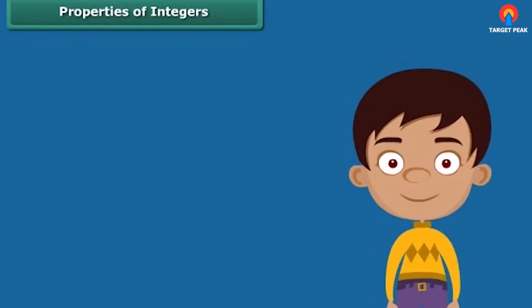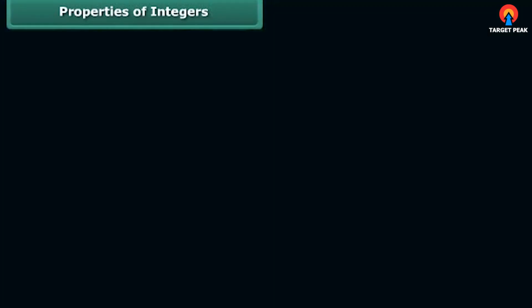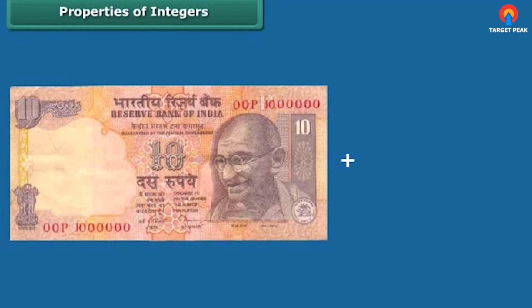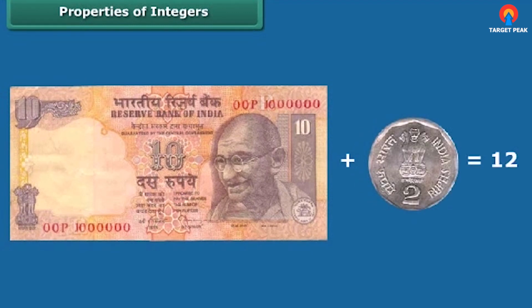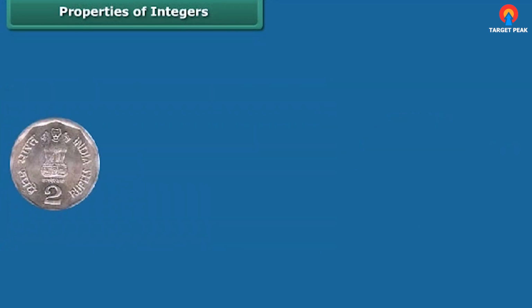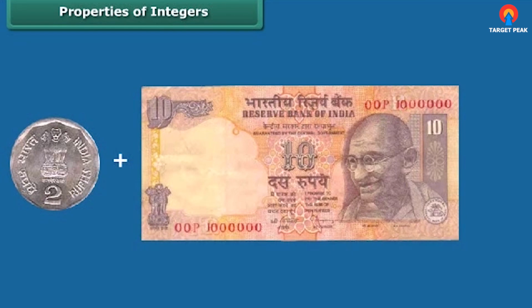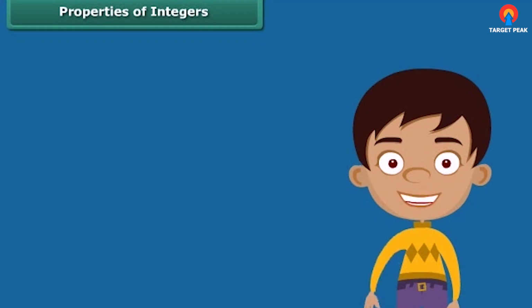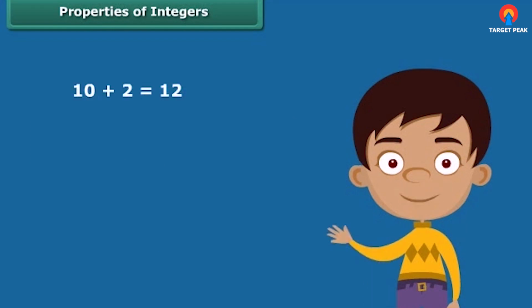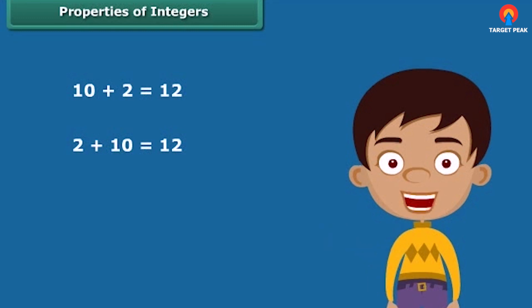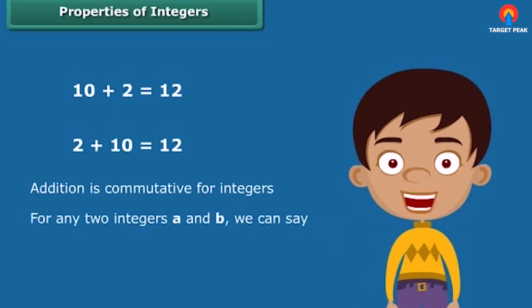Let's now move towards another property, that is commutative property. This is a 10 rupee note. If we add one coin of 2 rupees to it, we will get 12 rupees. Now take a coin of 2 rupees and add one note of 10 rupees to it. Again, we will get 12 rupees. Or we can write it as 10 plus 2 is equal to 12, and 2 plus 10 equals 12. In both the cases, we get the same answer. This means the integers can be added in any manner. Hence, addition is commutative for integers. In general, for any two integers a and b, we can say a plus b is equal to b plus a.